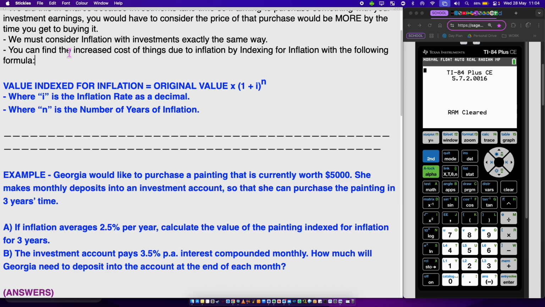Do you want it bigger? Does that say, after original value times, in the brackets, does it say 1 plus I, and then to the power of n?